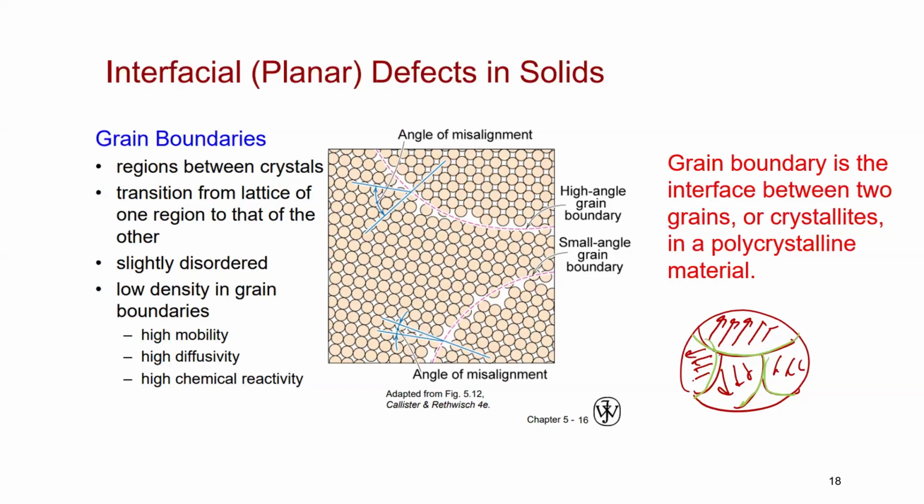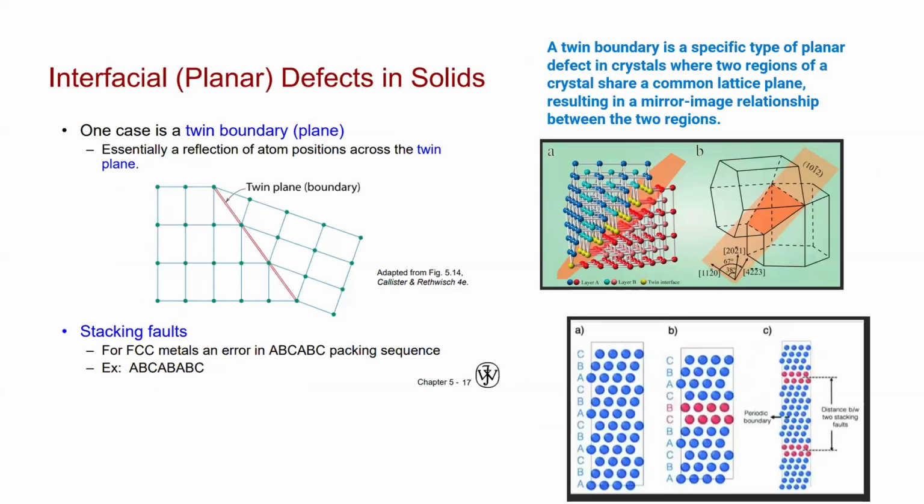Okay, and also we can have interfacial defects, which we call planar defects. So here, one example is twin boundaries. You also can see this in 3D on YouTube. You can see it from different angles if you want to. I got this from Google, so I hope you can see the difference here.